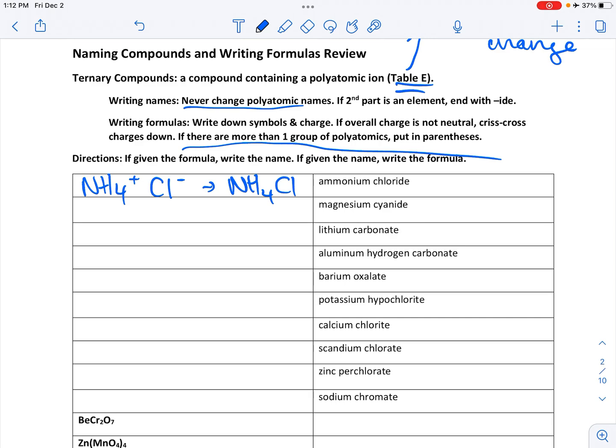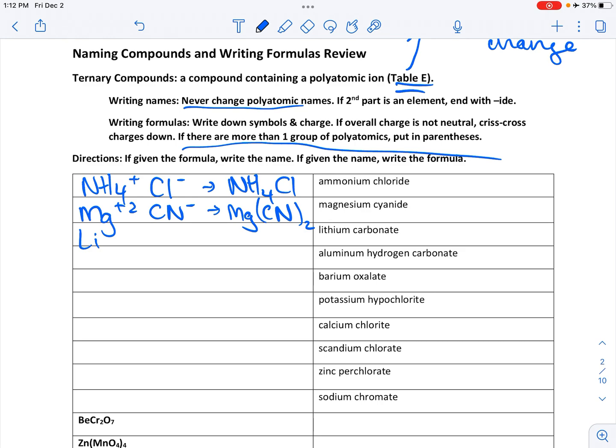Magnesium cyanide. Magnesium is Mg+2. Cyanide is CN-1. So that is not neutral. So it becomes Mg. Now, if you notice, if I do that, only the N would be doubled, and I need the CN to be doubled. So that's why we need parentheses.